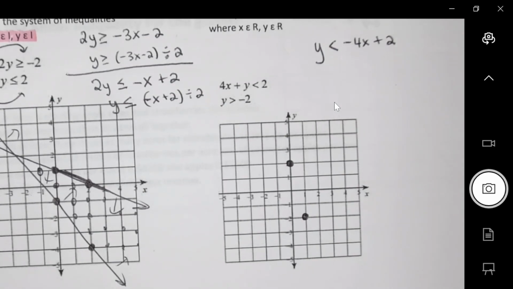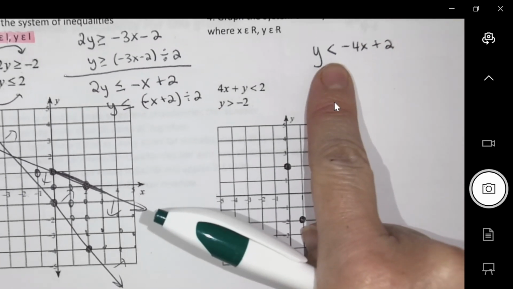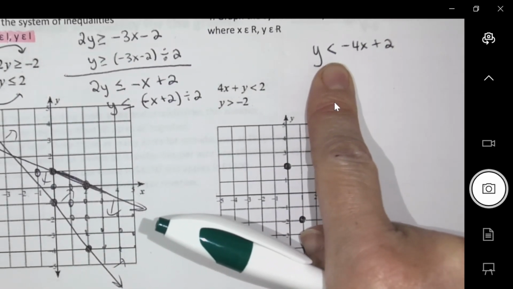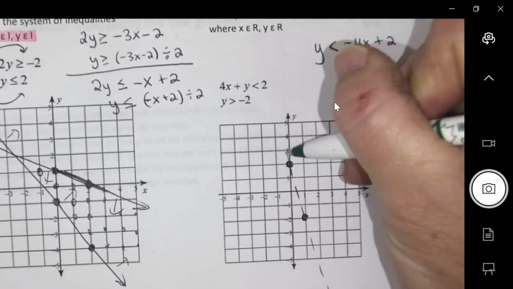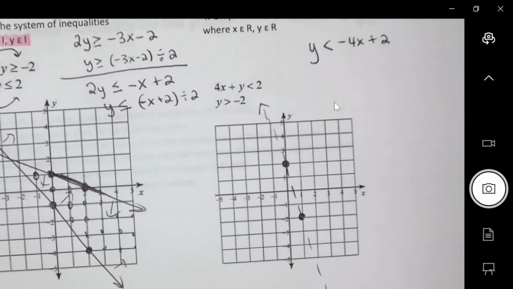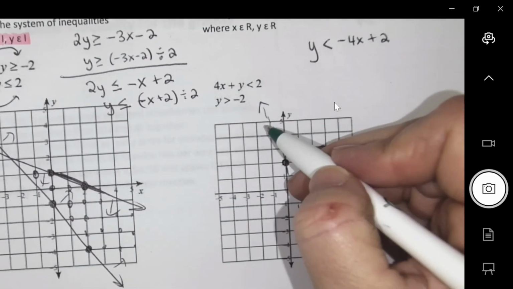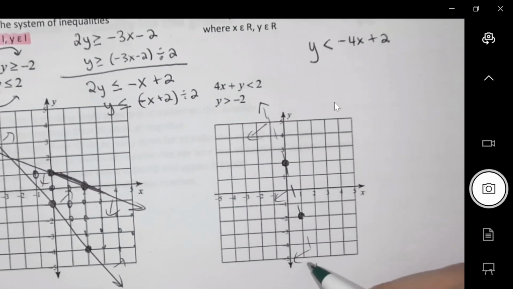So I can find a bunch of points by hitting the trace. And this is going to be dashed, because I'm less than. I'm not allowed to be equal. So dashed. And I'm less than, so I have to decide which side is angling less than.